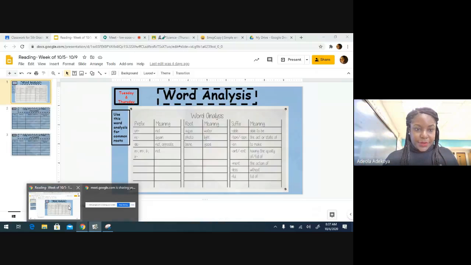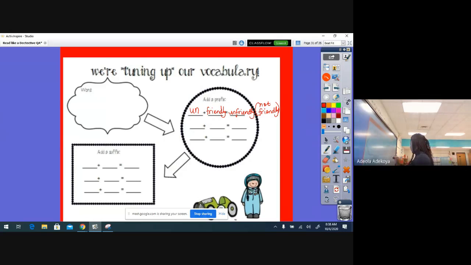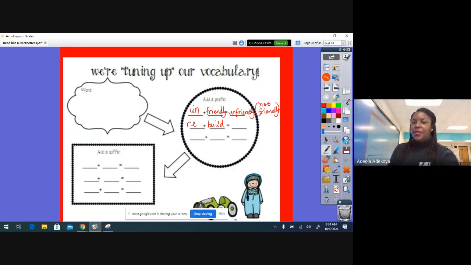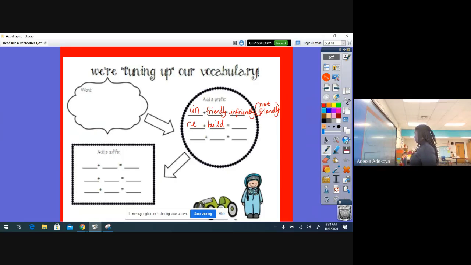Pull up another example. Re, which means again. I'm going to go ahead and pull it here. Got re and build. So notice this is my prefix right here. So the prefix is a word part that you have before the actual word itself. All right, the word part that you have before the actual word. So rebuild. And what does re mean? Re means again. So rebuild means to build again.